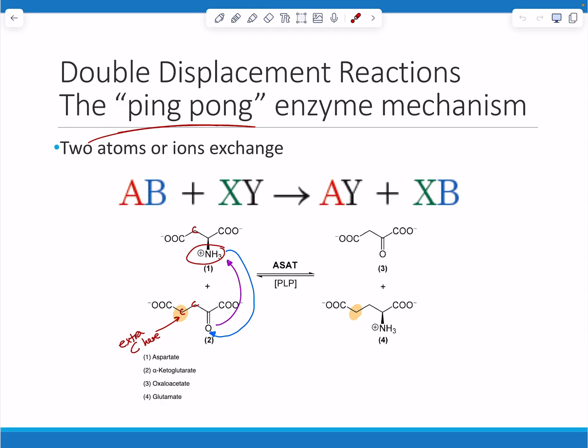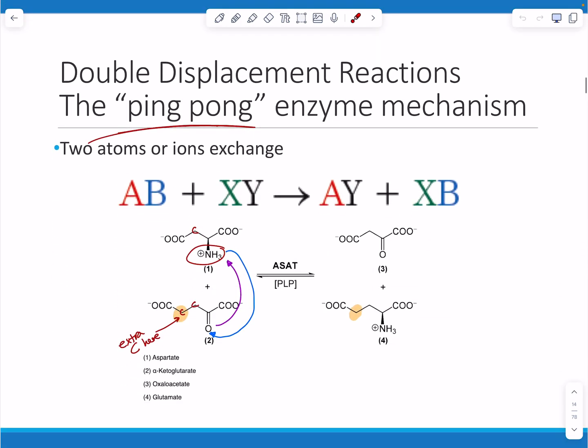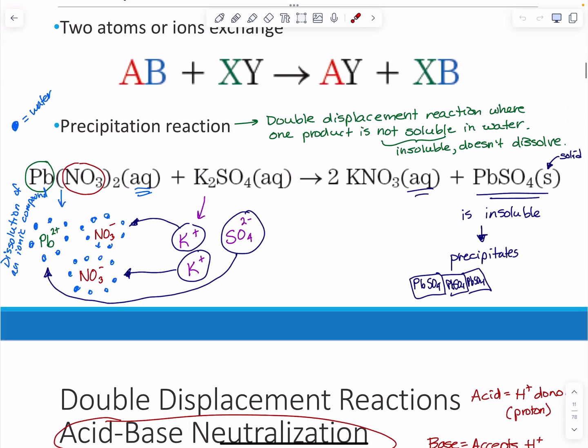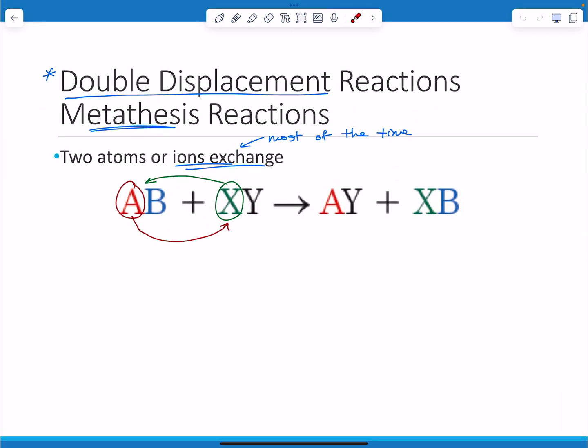But what we're going to do is start with recapping what we talked about last time, which was different types of chemical reactions. The last type that we talked about was double displacement reactions, where we have different classes of those. In a double displacement reaction, we have two things that are exchanging, right? Here we have both A and B swapping partners.